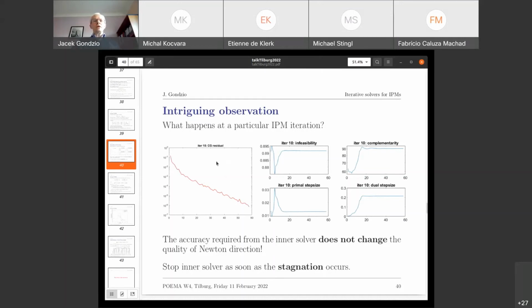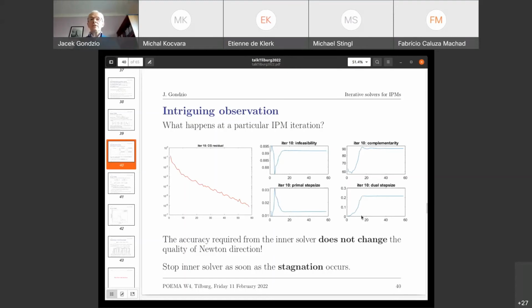But if you look at what happens to the quality of the direction, then you might actually realize that after about 17, 18 iterations, primal infeasibility and dual infeasibility and complementarity are already reduced as much as they will be reduced by even more precise direction. Primal step size has been correctly determined after 16, 17 iterations. Dual step size has been correctly determined after about 17, 18 iterations.